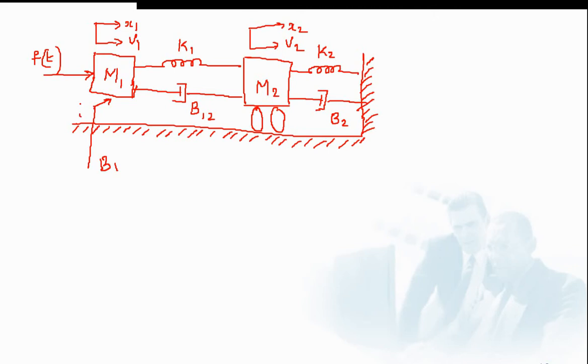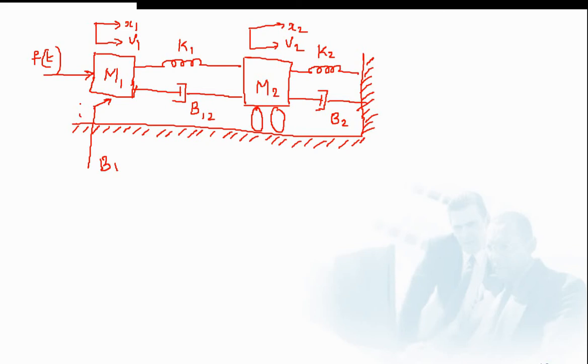So the mechanical elements in this system are two masses M1 and M2, a spring K1 and a damper B12 connected in between M1 and M2, a spring K2 and a damper B2 associated only with mass M2. Also there is a damper B1 associated only with mass M1. You can see an external force F of t applied to the mass M1.